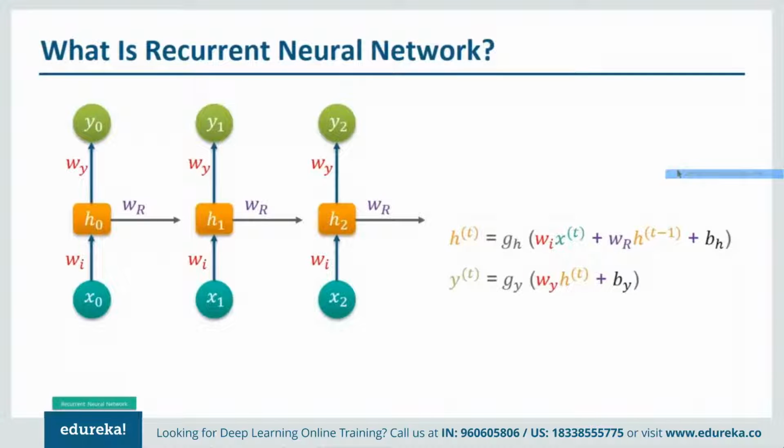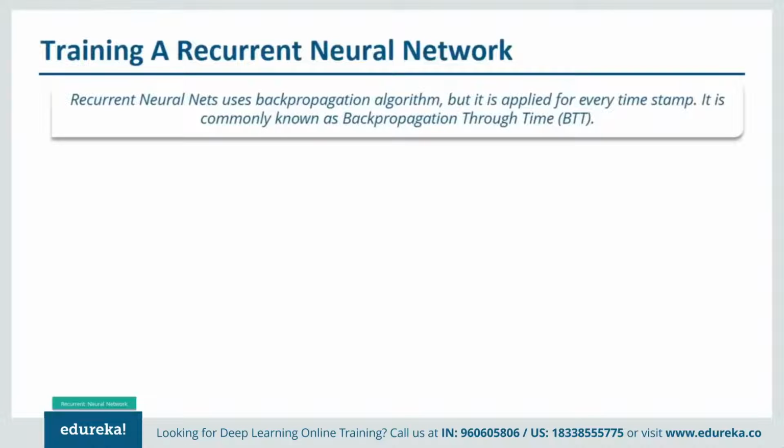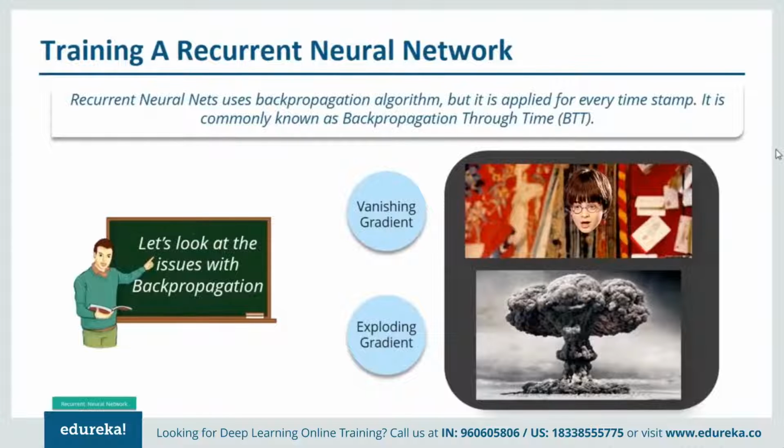Now you must be thinking how to train a recurrent neural network. So a recurrent neural network uses the backpropagation algorithm for training. But backpropagation happens for every timestamp. That is why it is commonly called backpropagation through time. Now with backpropagation, there are certain issues, namely vanishing and exploding gradients. Let us see those one by one.